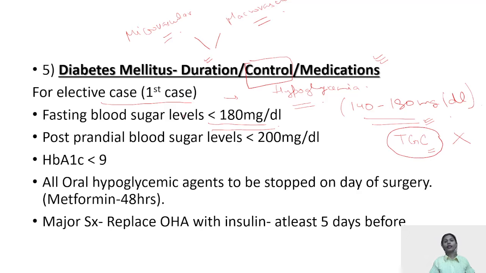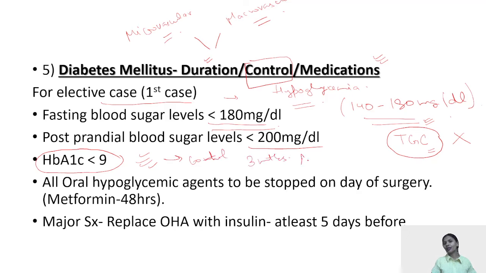So now the fasting blood sugar levels of 140 to 180 are recommended and acceptable for any elective surgery. The postprandial blood sugar levels have to be less than 200 milligrams per deciliter. Your HbA1c has to be less than 9. Please remember the HbA1c level for elective surgeries has to be less than 9 because this is going to show us the control for 3 months.